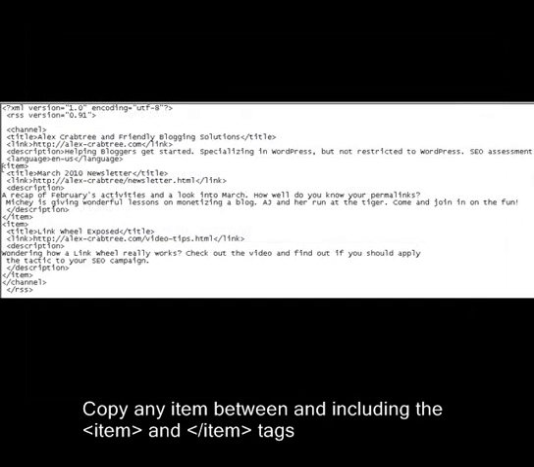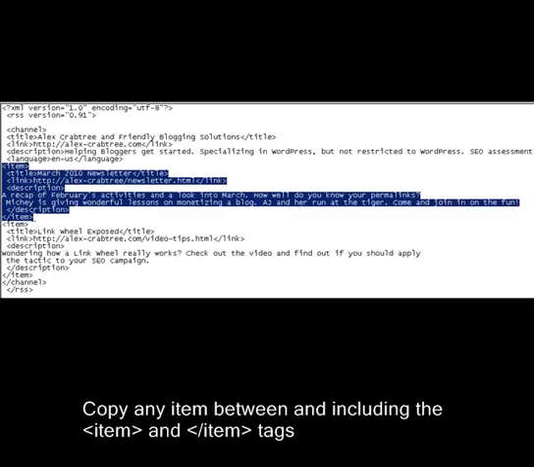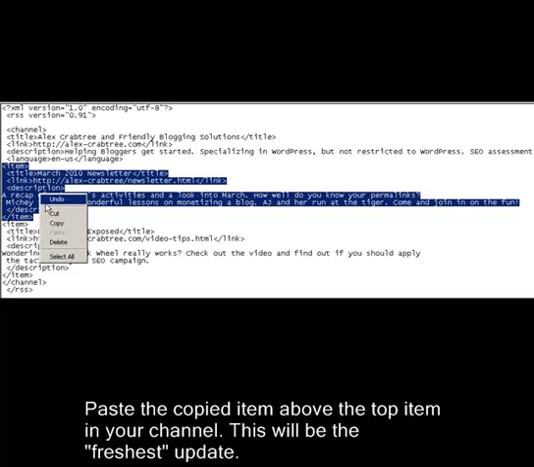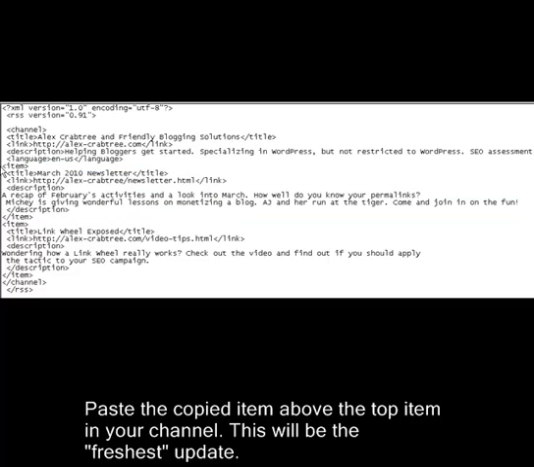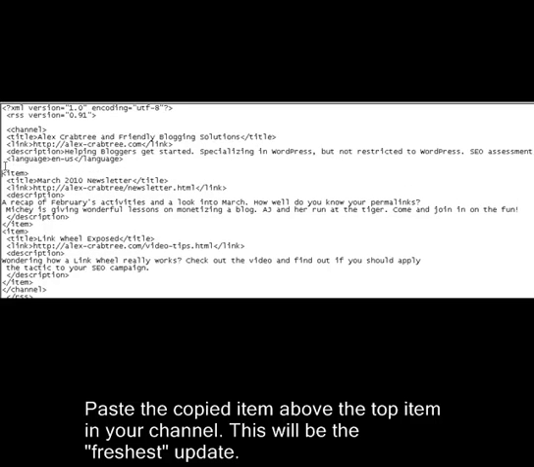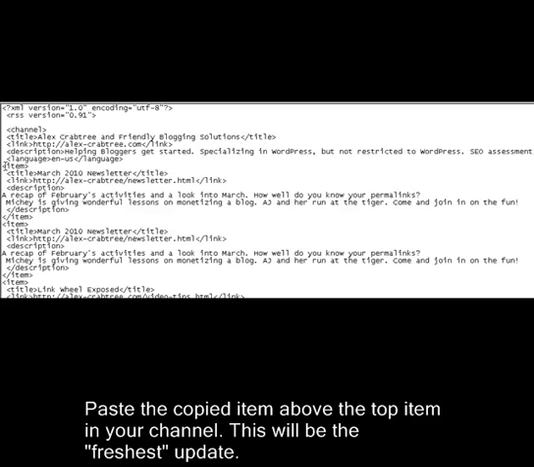Now, to update your feed, whenever you have new items that you want to put on, the easiest way to do it is just to copy one of the items already in your feed, including the open item and close item tags, and paste it above the first item in your feed. The readers will see this as the freshest item in your feed. This will be the one that will be listed first.